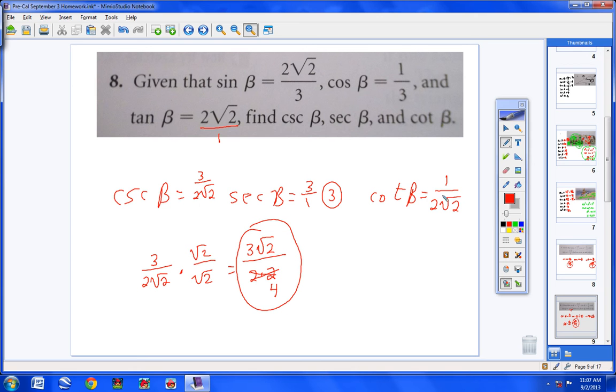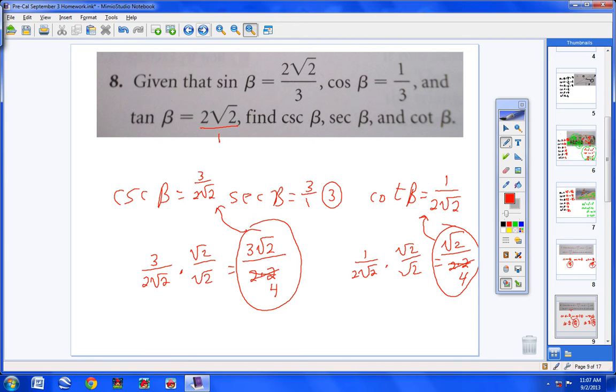Let's try that on this problem over here. 1 over 2 square root of 2 times square root of 2 over square root of 2. 1 times square root of 2 is square root of 2. Now be careful. Square root of 2 times square root of 2 would be just 2. And then bring this 2 over, multiply those, and you get square root of 2 over 4. Those are the correct answers for these two right here.